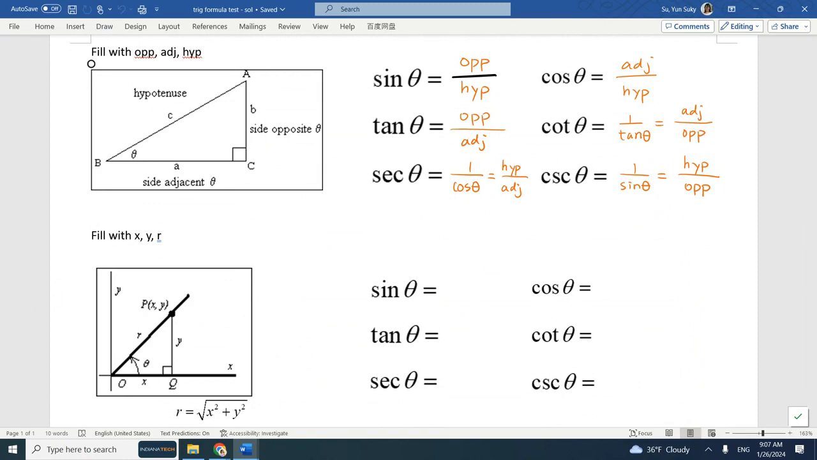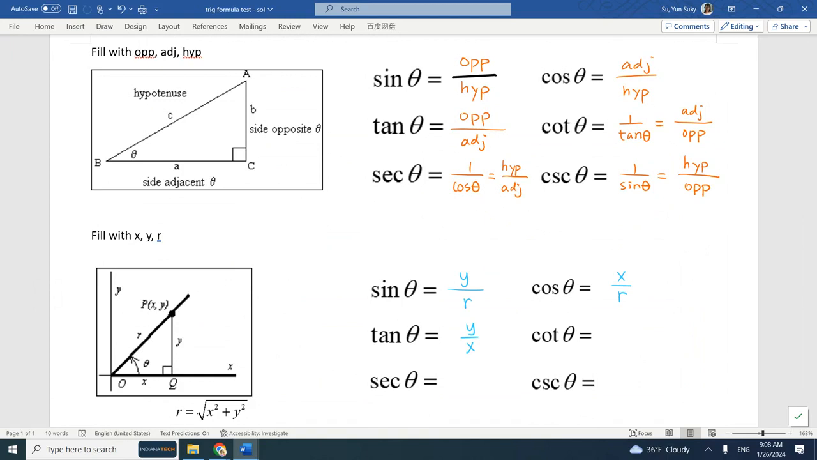Okay? So sine is opposite over adjacent. Opposite is what? Oh, sorry. Opposite over hypotenuse. Opposite is y. How about the hypotenuse? r. Okay. How about cosine theta? x over r. Tangent theta. y over x.